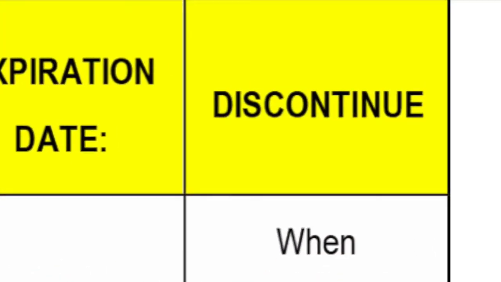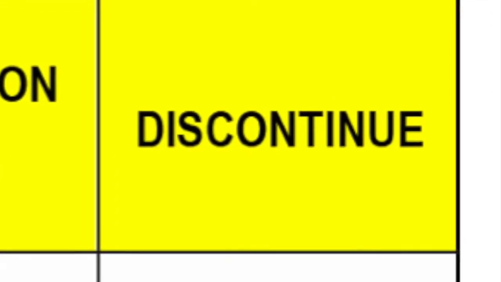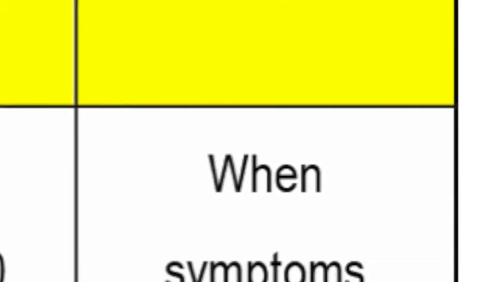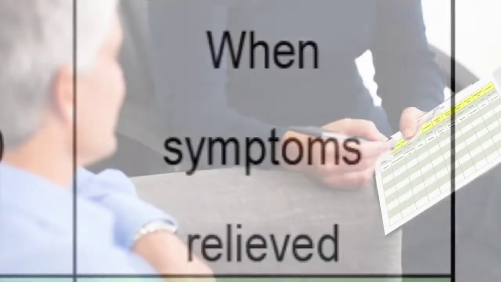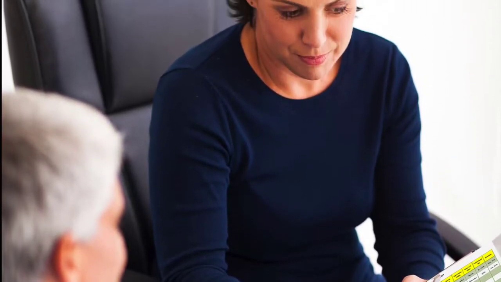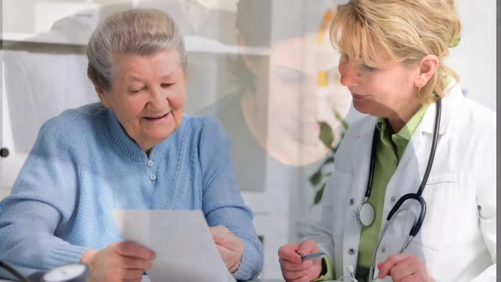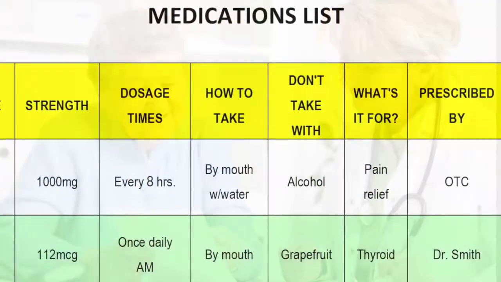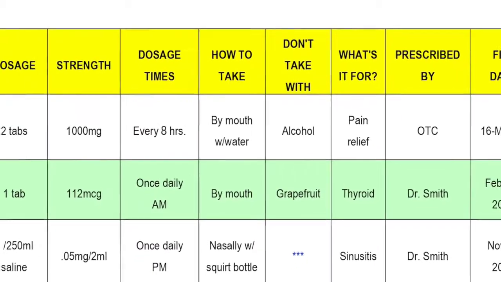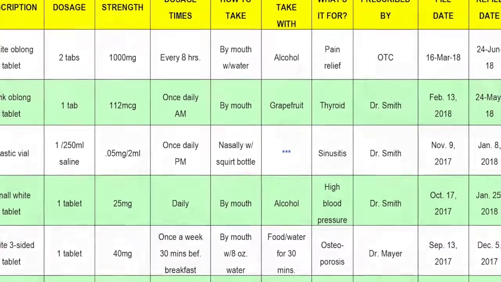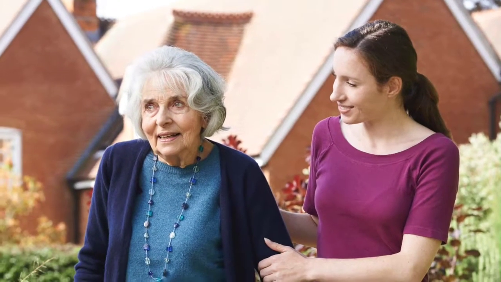Finally, at the far end of the list is the discontinue column, which indicates when you can or should stop taking the medication. By keeping all this medication information in a clearly arranged list, and by taking it to the doctor each time you visit for changes and updates, you can better manage your family member or friend's health and arrange for other caregivers to do the same. You'll feel more confident, and your family member or friend will truly benefit from it.